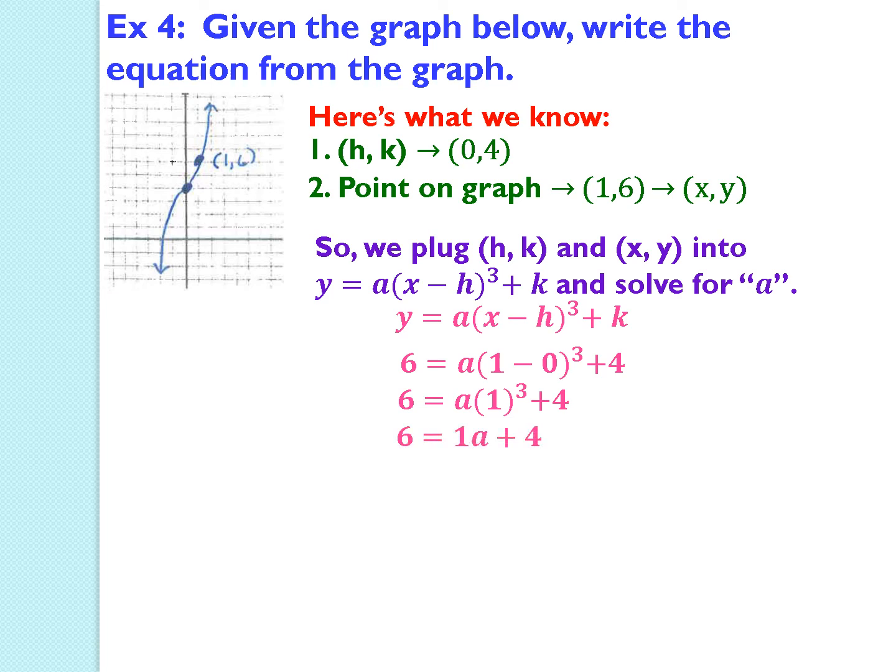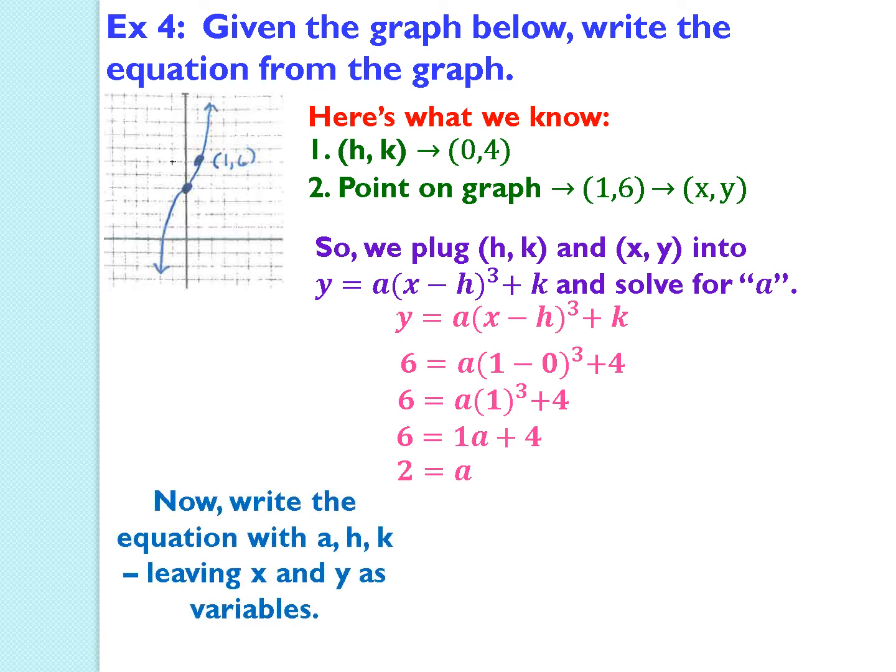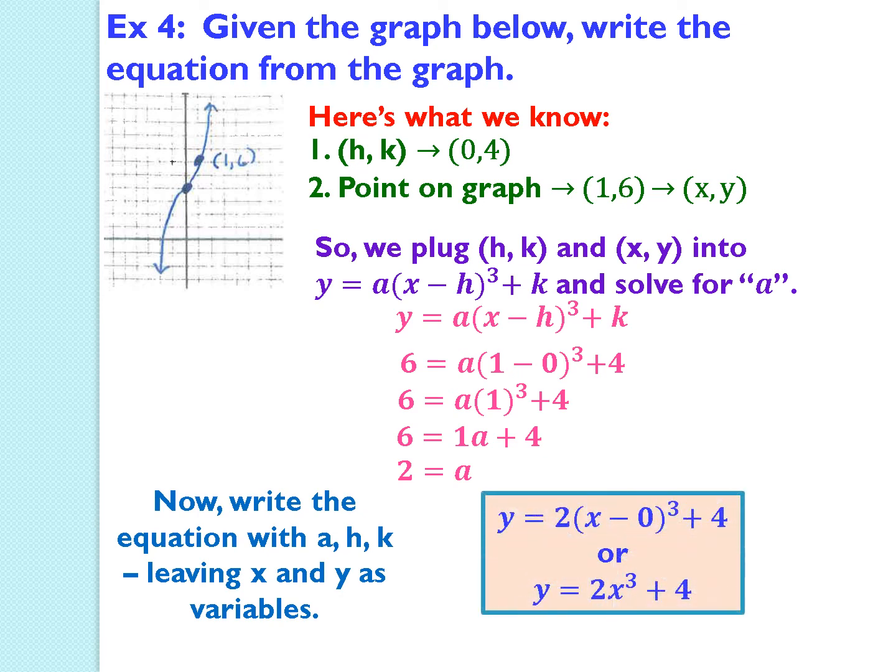Okay, now we solve. Well, I subtract 4. 1 times A is A. So I have my A value. I have my H and K. So I'm going to use A, H, and K. I'm going to leave X and Y as variables, and I'm going to write my equation. So I get Y equals 2 times X minus 0 cubed plus 4, or Y equals 2X cubed plus 4. Since my H was 0, it really does not matter which form you use.